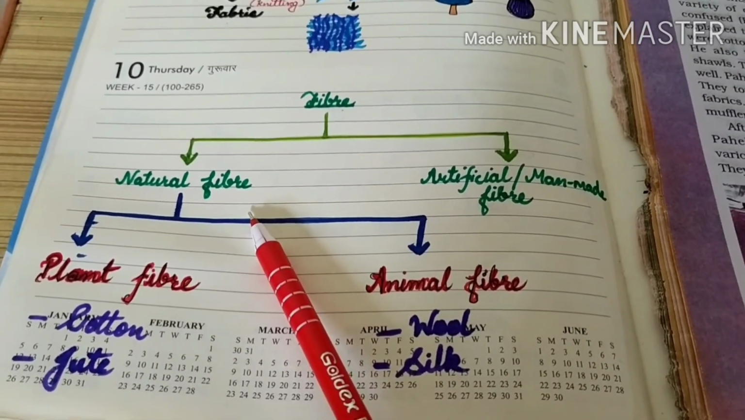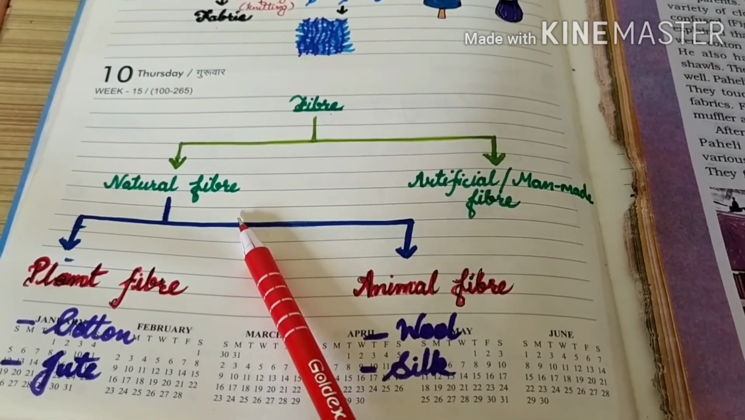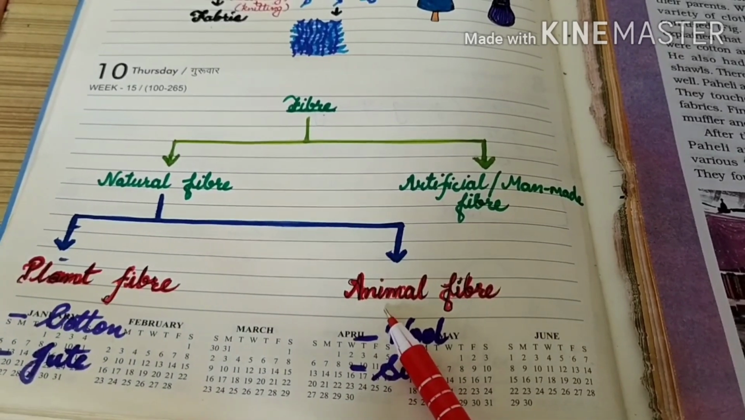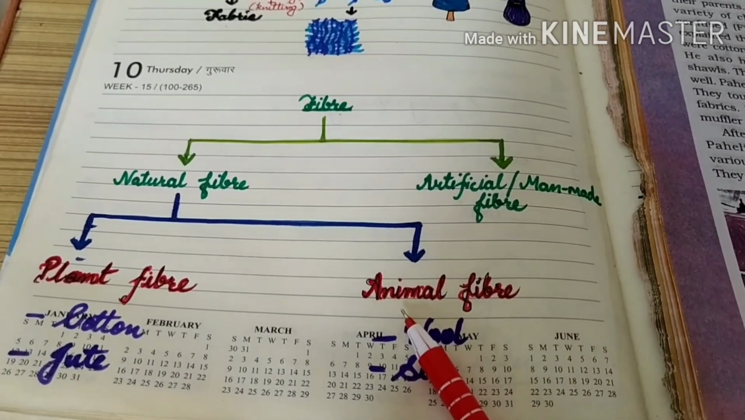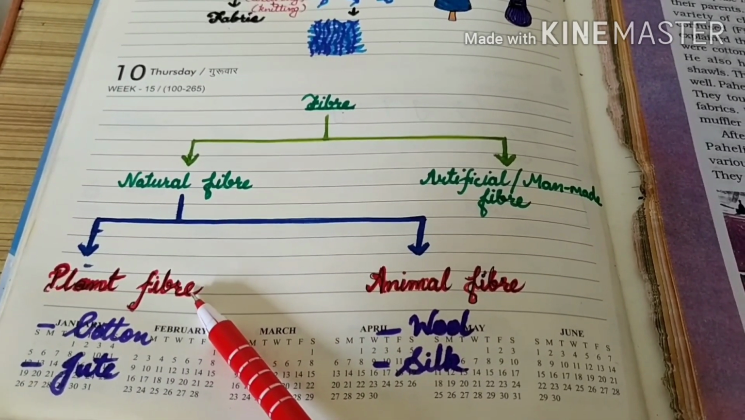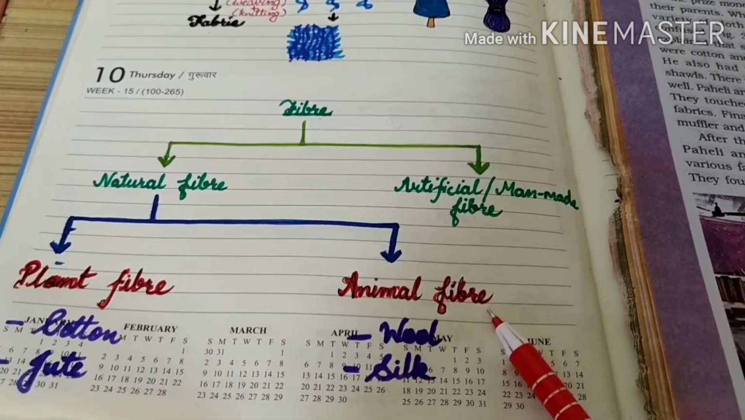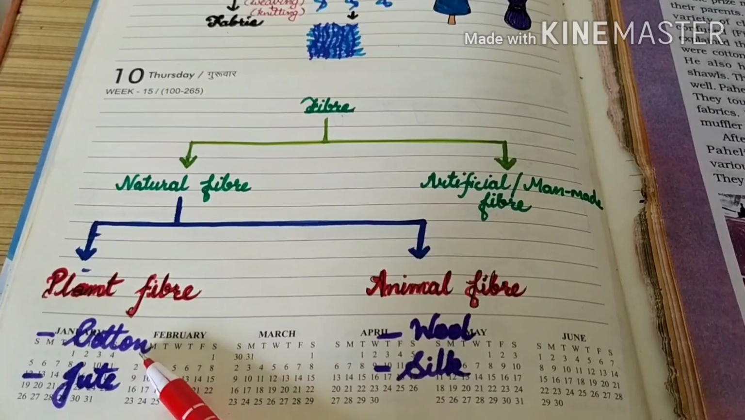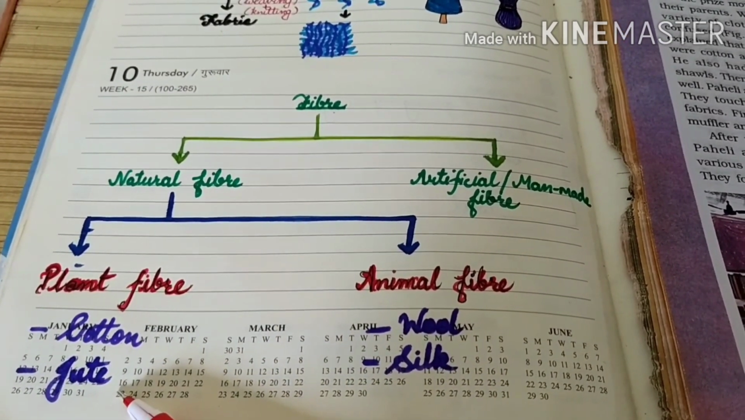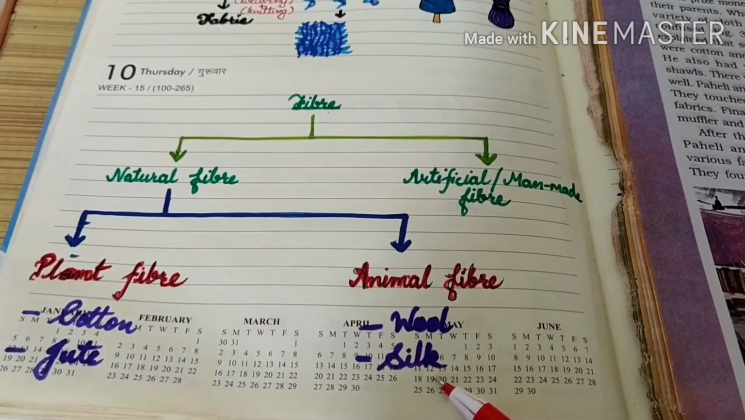Natural fibers are those fibers which we get from natural resources. These can be obtained from plants as well as from animals. All those fibers which we get from plants are called plant fibers, and the fibers which we get from animals are called animal fibers. For example, cotton, jute, flax, coir. Coconut fiber is called coir. And in case of animal fiber, wool and silk.